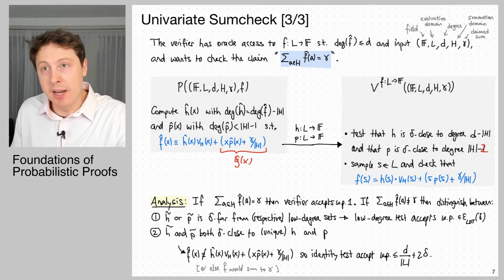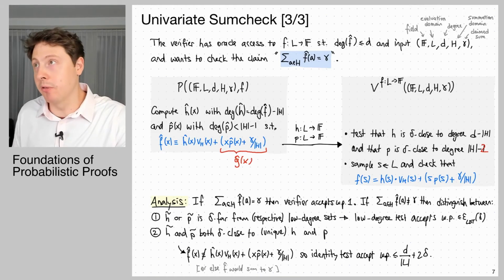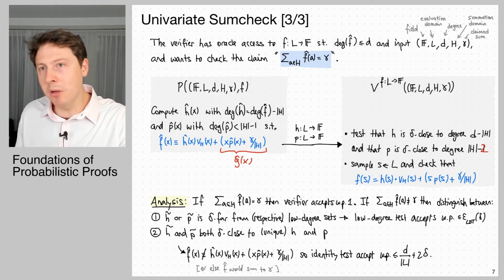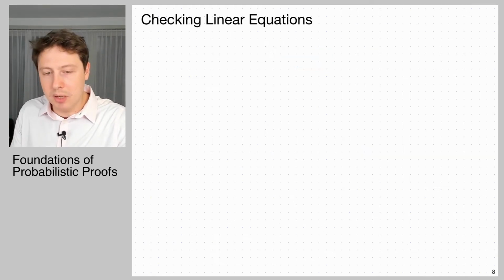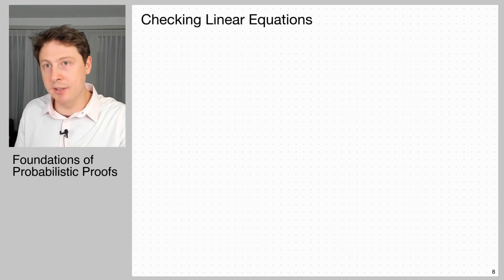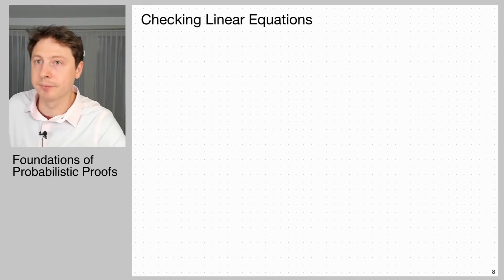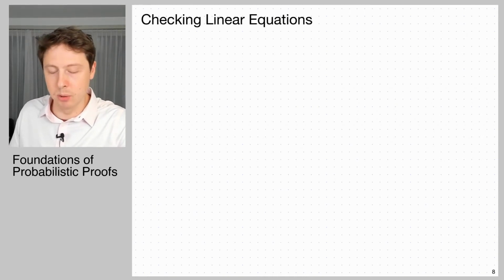So we're going to have to construct a protocol for R1CS. Now, R1CS has these matrices A, B, C that you need to multiply by a vector. So let's do a brief warm-up of just checking linear equations first. Okay? This will be a good warm-up.